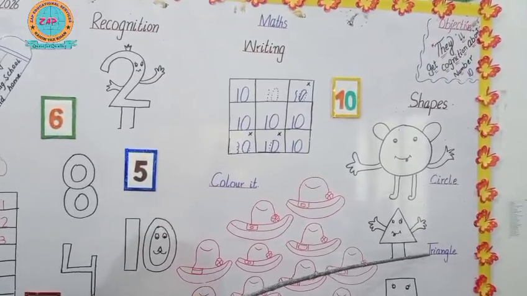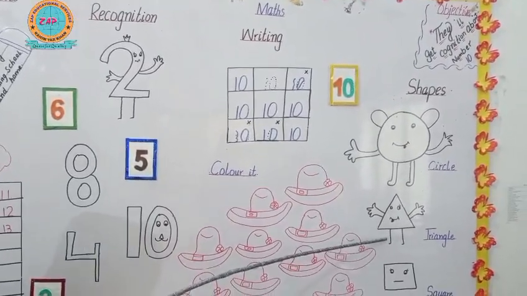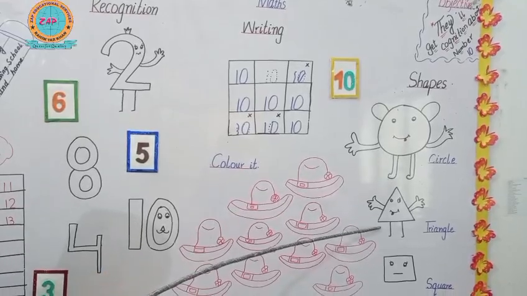T-R-I-A-N-G-L-E. Triangle. Which shape is this? Triangle. Circle. Triangle.